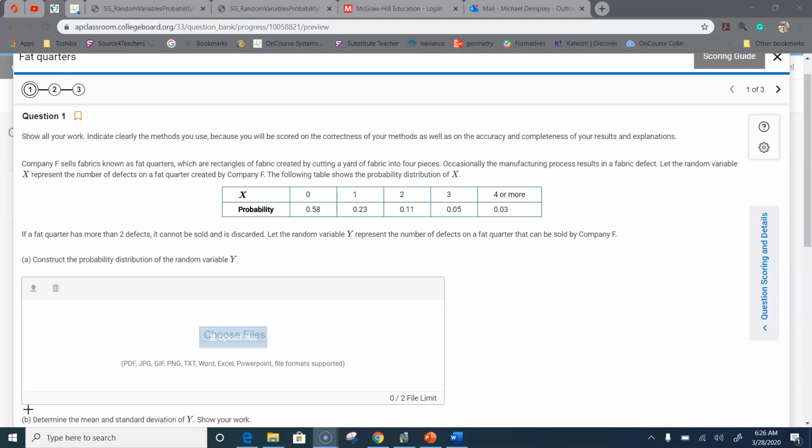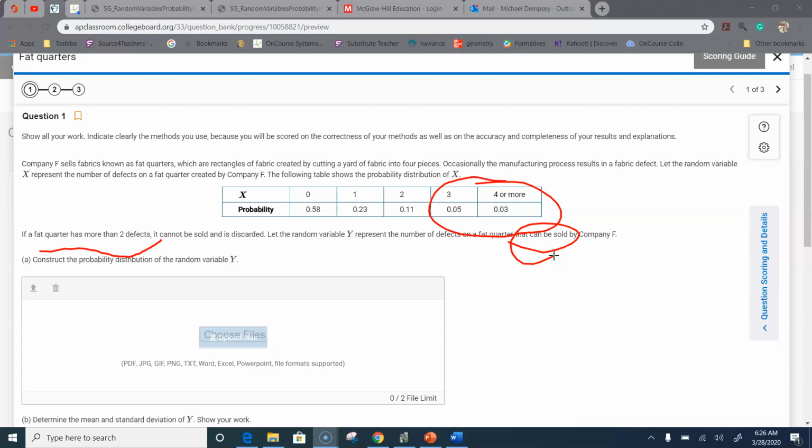So X is the number of defects, and the probability of those numbers of defects is accompanying it in this table. So if a fat quarter has more than 2 defects, okay, so that means these guys here, it's discarded, all right? So it's not going to be sold. Y is going to represent the number of defects on a fat quarter that can be sold, okay?